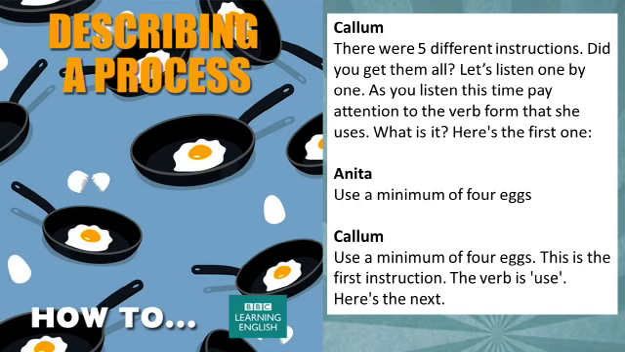There were 5 different instructions. Did you get them all? Let's listen one by one. As you listen this time, pay attention to the verb form that she uses. What is it? Here's the first one.